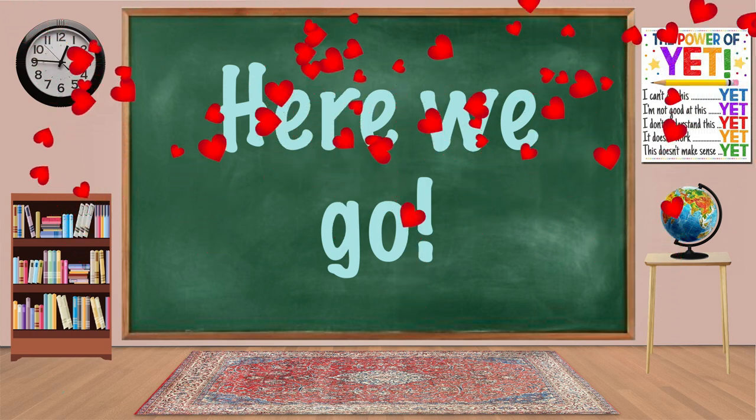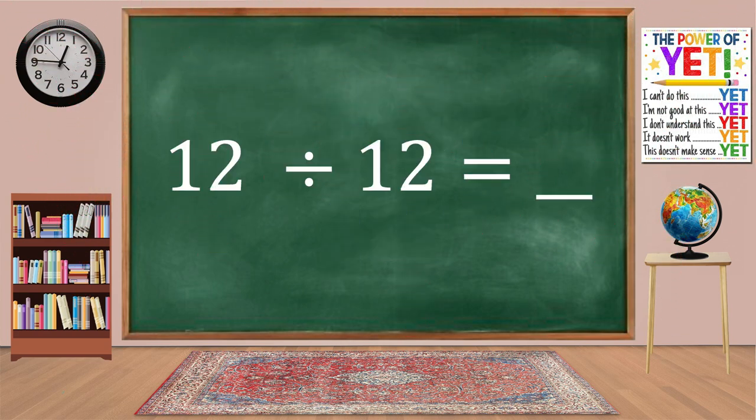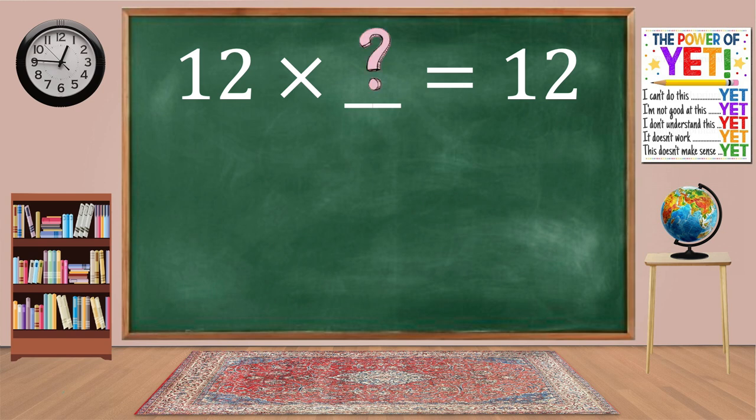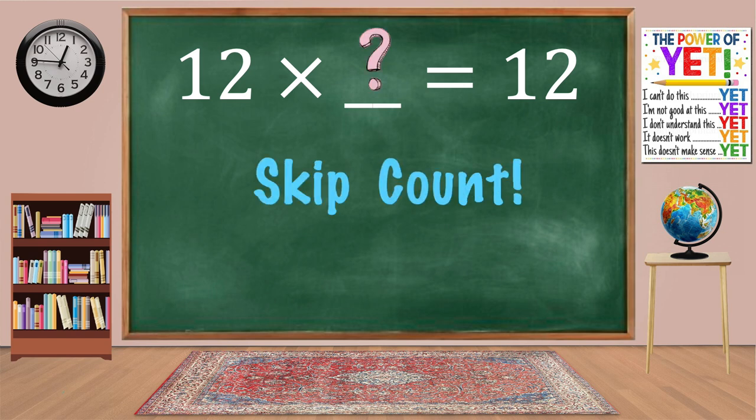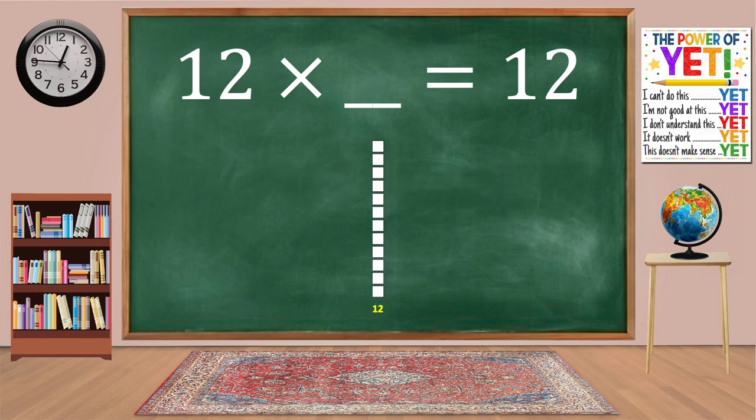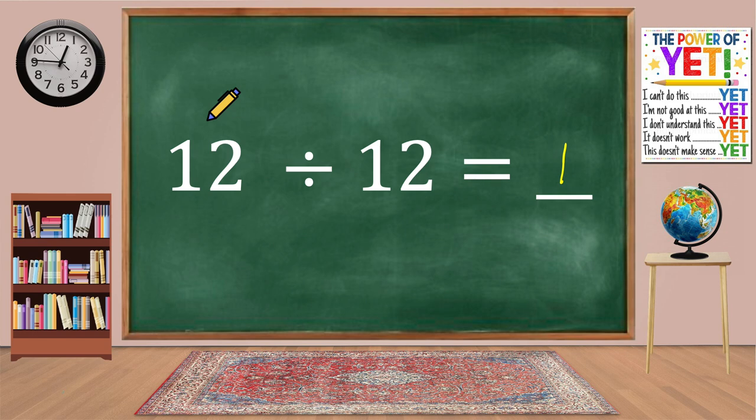Here we go. 12 divided by 12 equals blank. Our related fact is 12 times what equals 12? We can skip count. 12. We have one column. 12 times 1 equals 12. 12 divided by 12 equals 1.